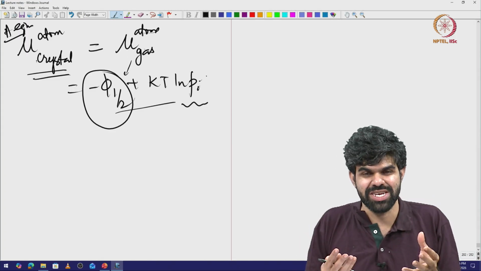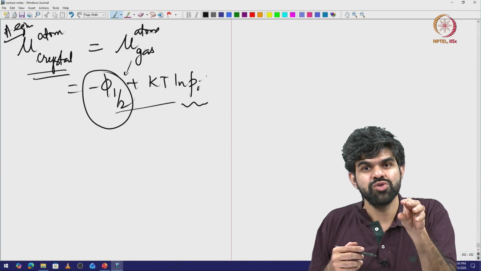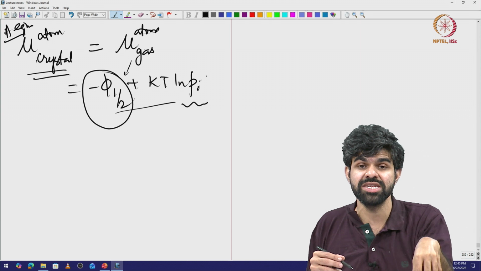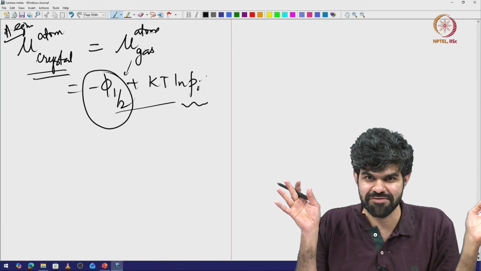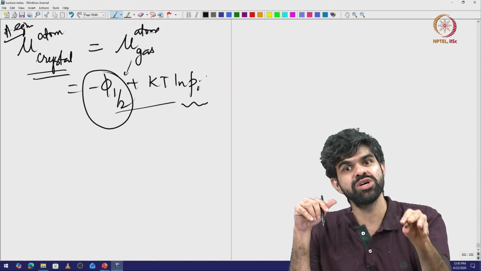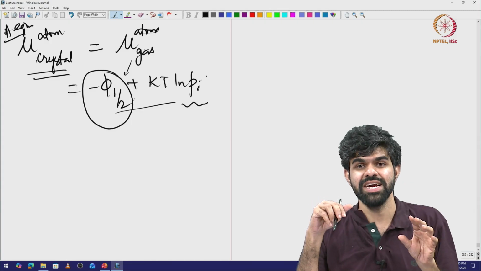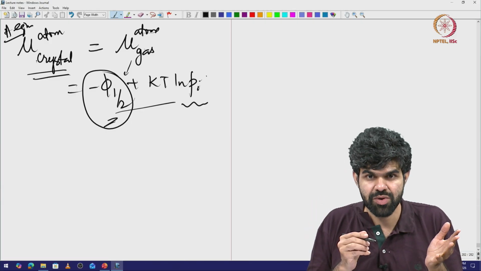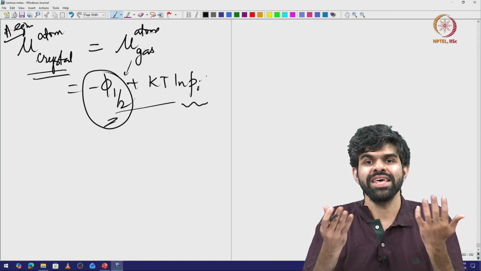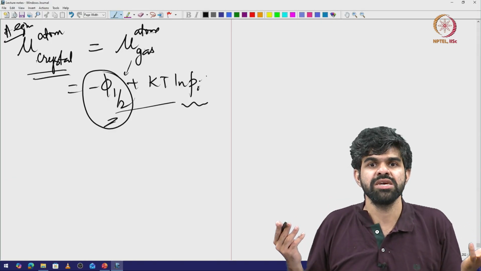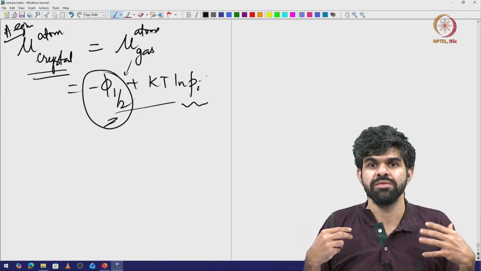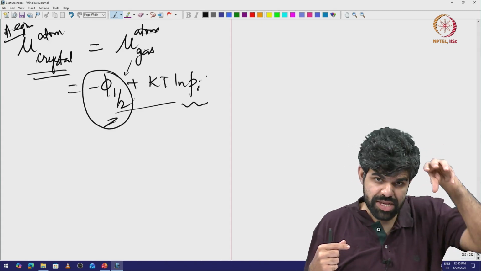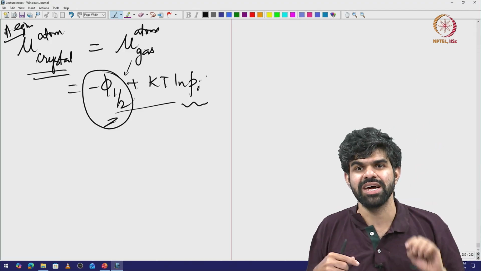And in that position, I am saying from the gaseous phase it is going into the crystal phase, but not to any position in the crystal phase. I am saying it is going to that particular surface position on the crystal phase. So that will give out a heat of minus phi half. That's my enthalpy term, and then I have an entropy term which is just kT ln pi. So this is the entropy of that particular species in the gaseous phase, that particular atom that is coming and getting attached.